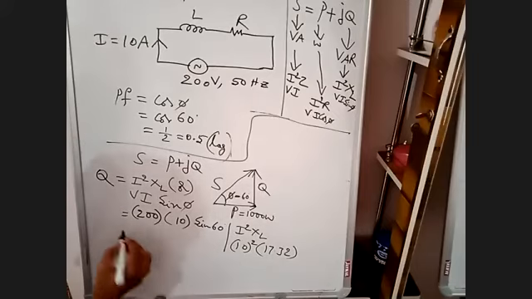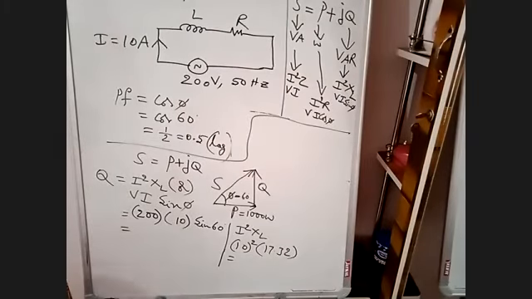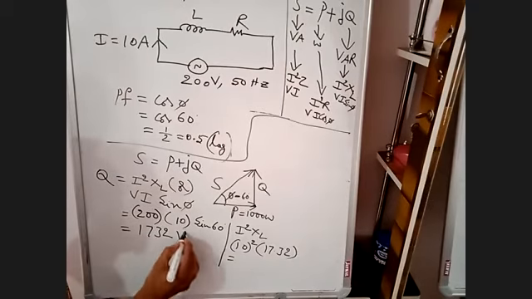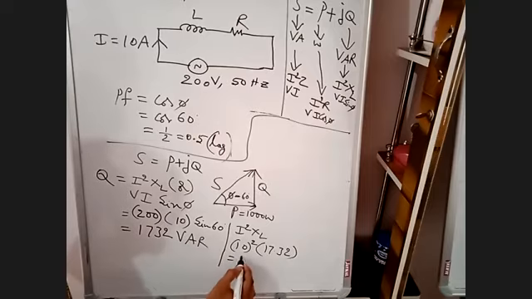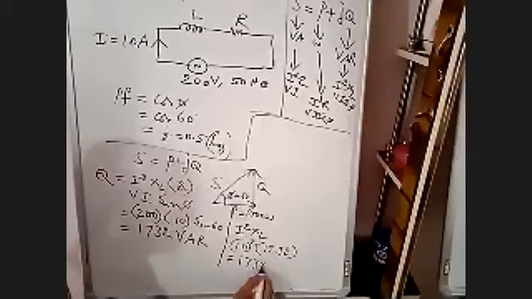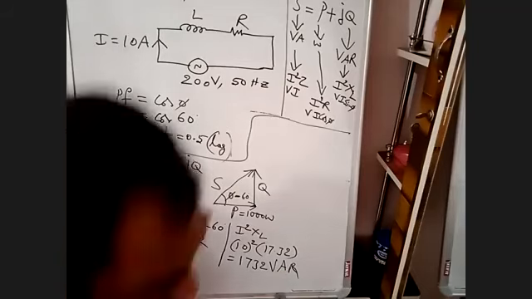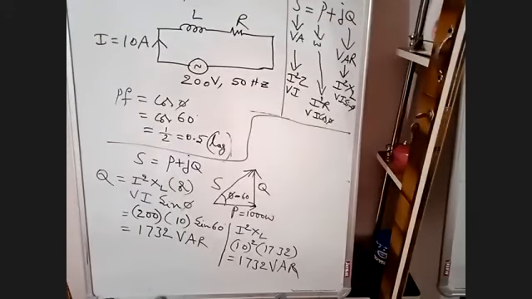Now verify the answer. 1732. Use any formula, I square XL or VI sin phi. We can use any formula. Now you have calculated Q.